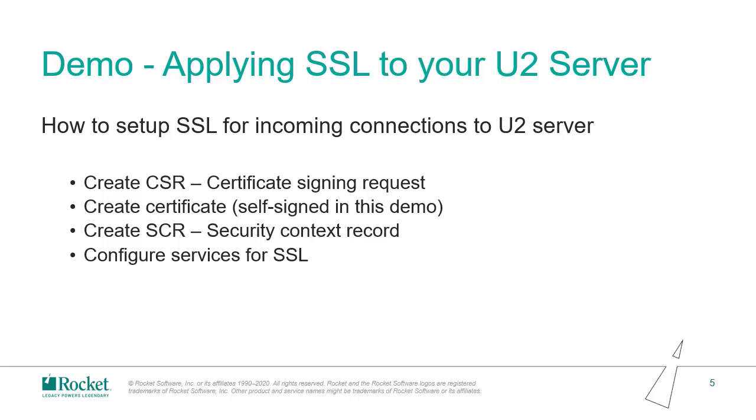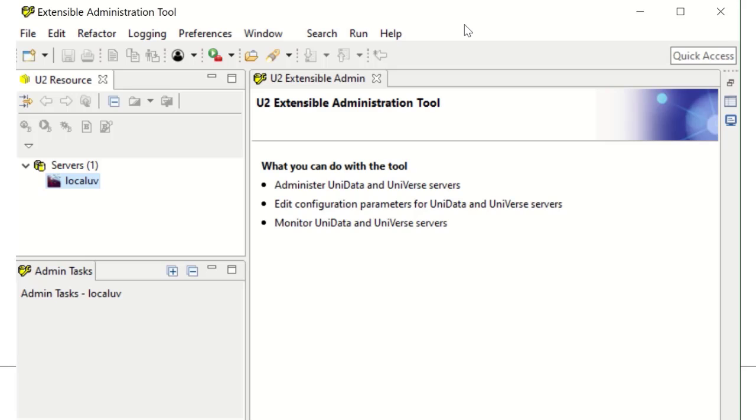We're going to create this certificate signing request, create our own self-signed certificate in this demo for use with the server, and then we'll go ahead and create a security context record in the U2 database, and we'll use that security context record to then configure our services for SSL.